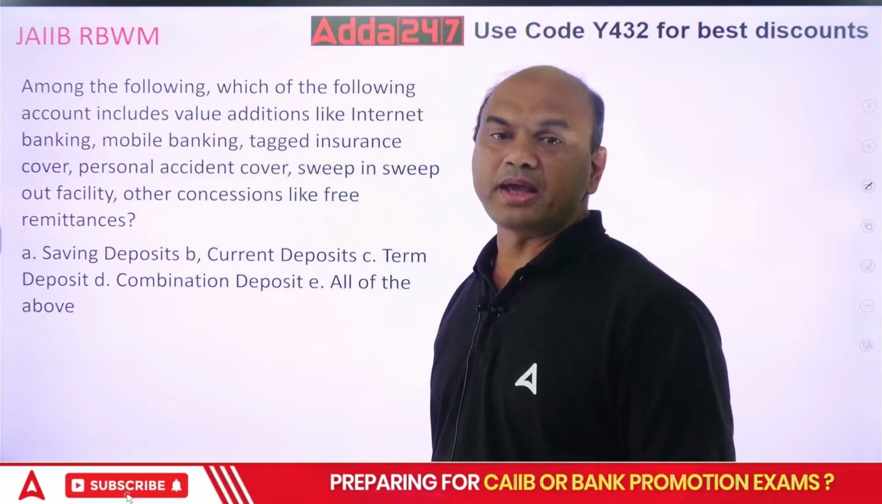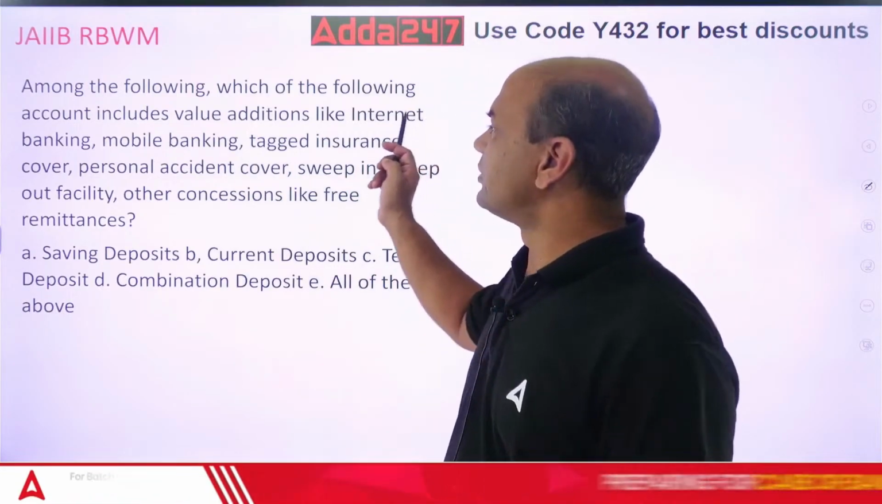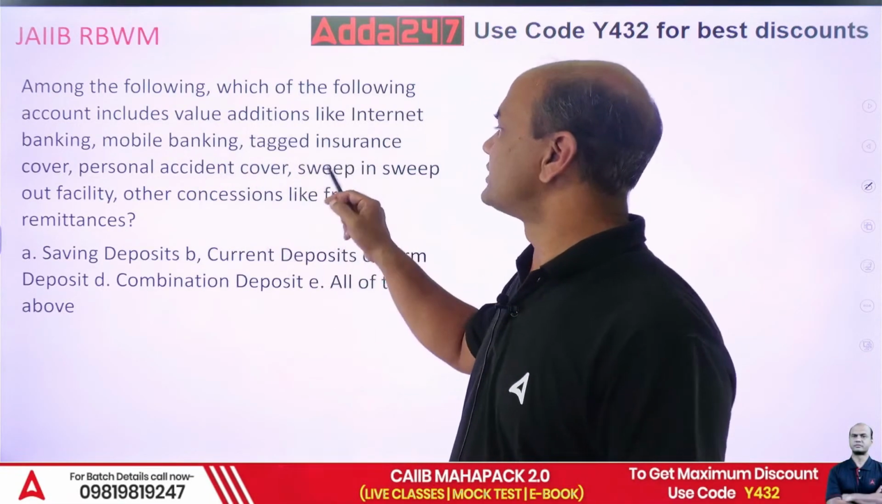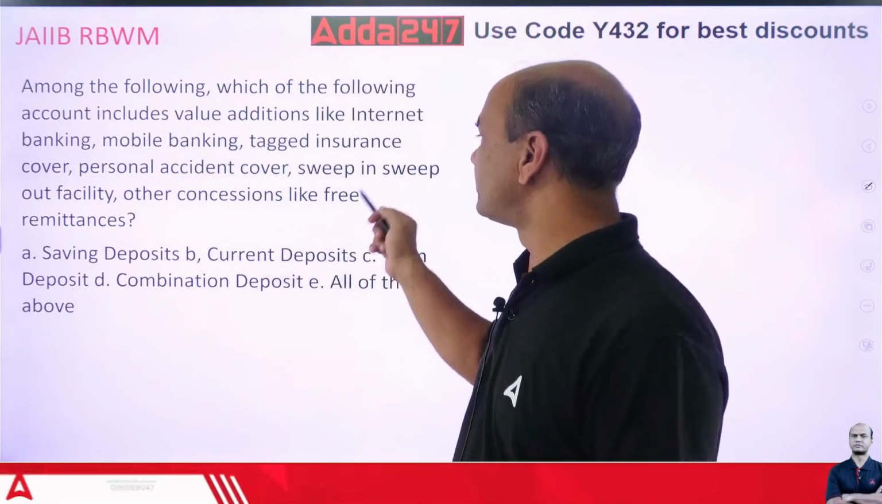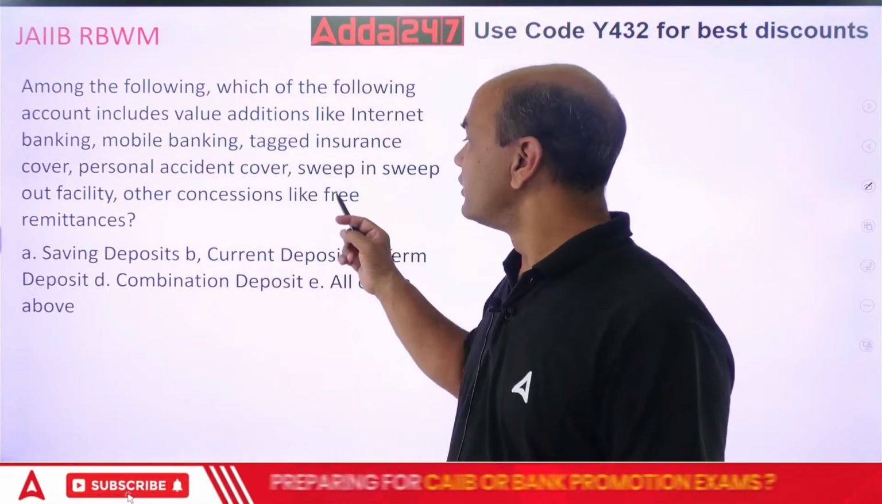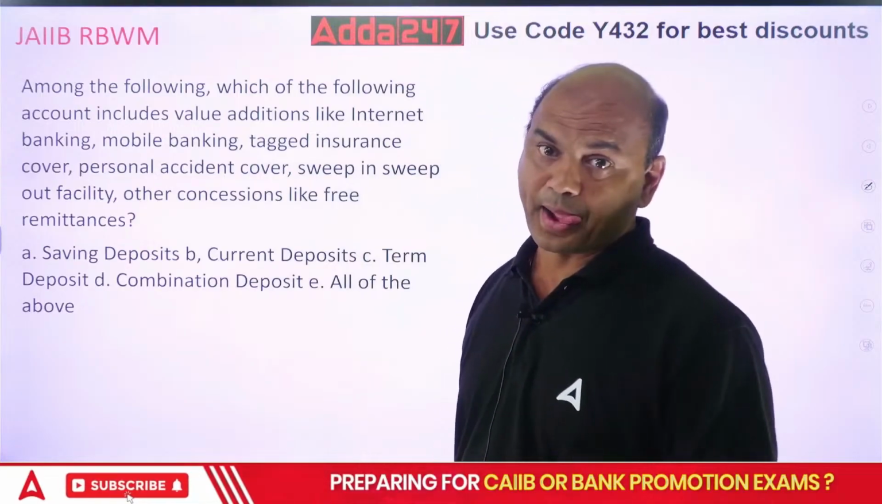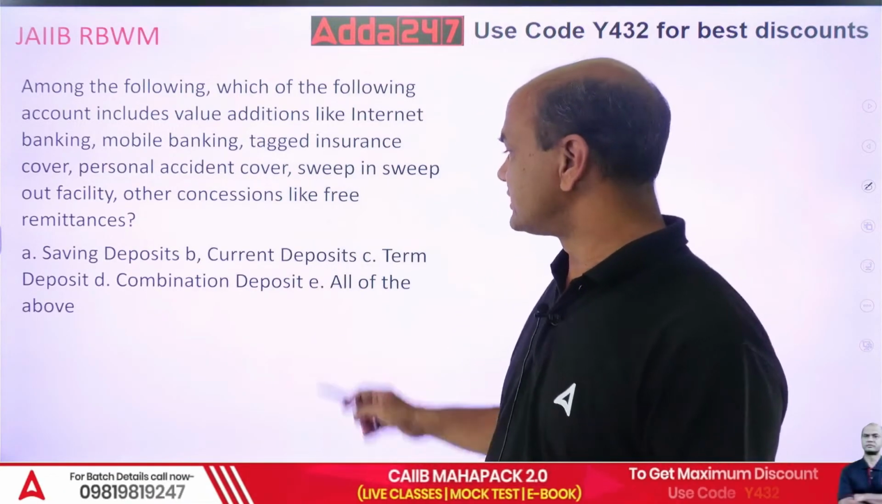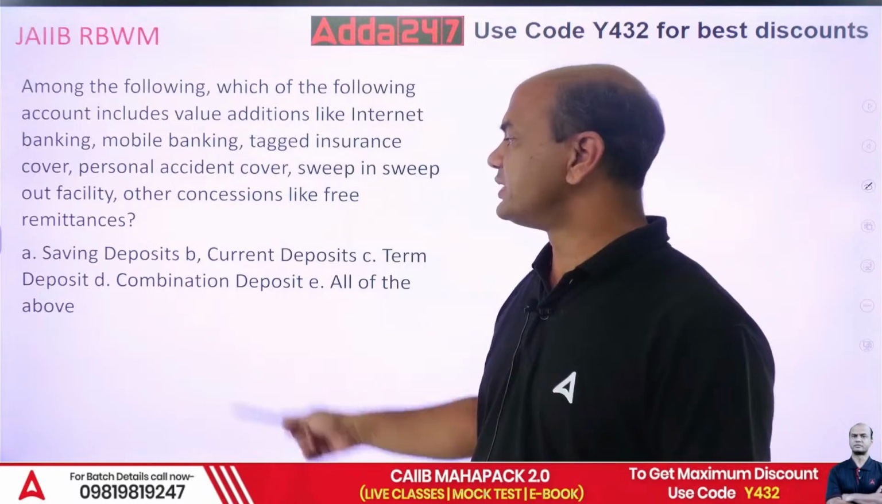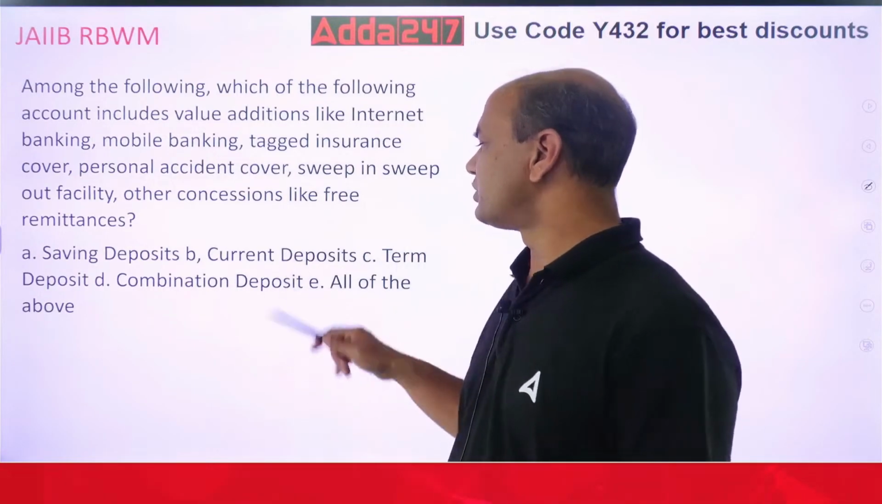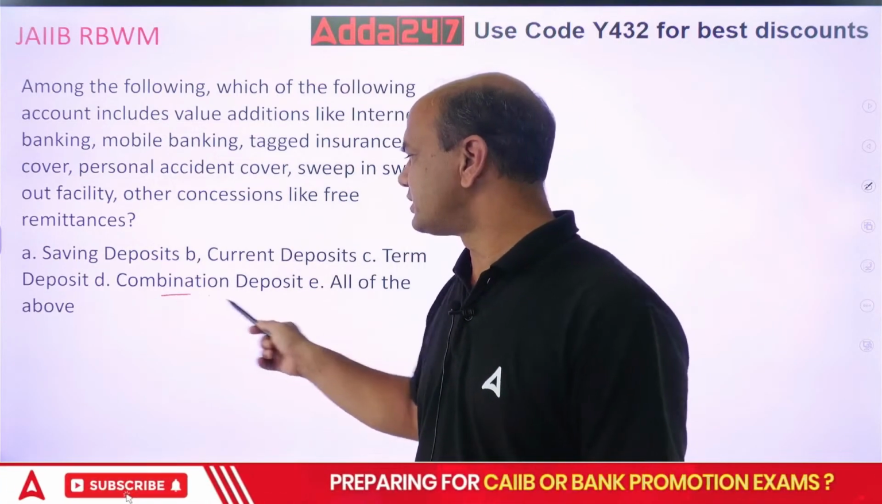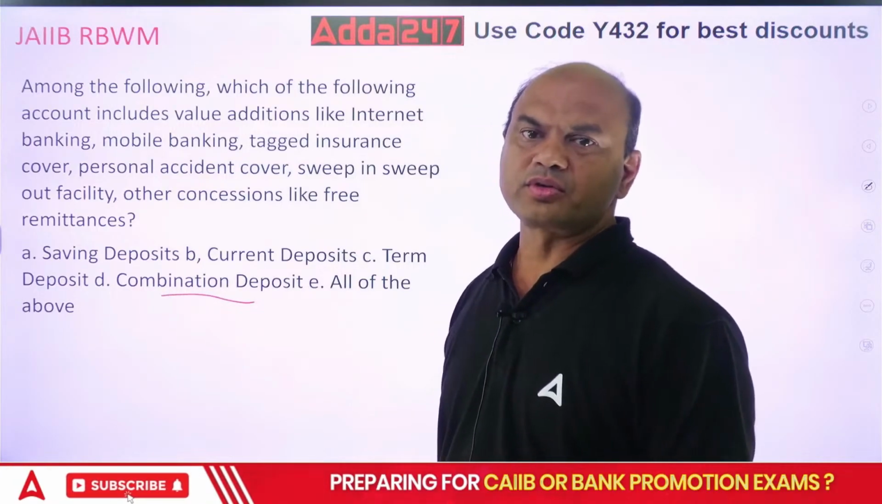Where can a bank give internet banking, mobile banking, tagged insurance, personal accident cover, sweep-in, sweep-out, other concessions, free remittances? In which does the bank give? Does it give in savings, current, term, combination? What is combination deposit? What is combination?